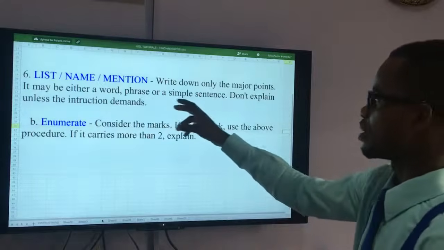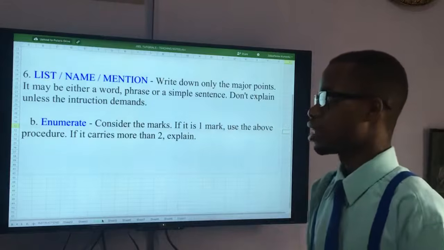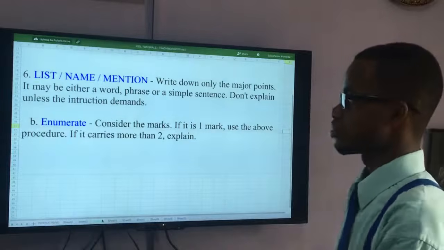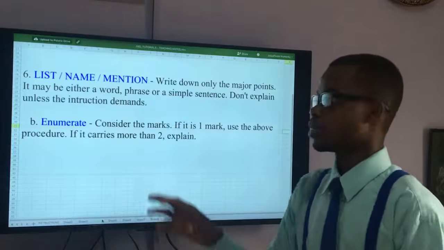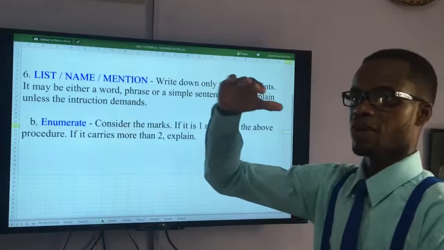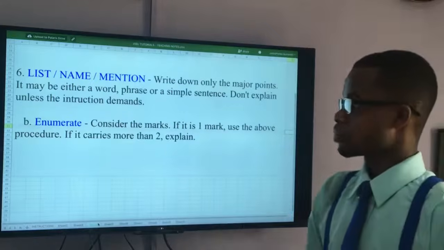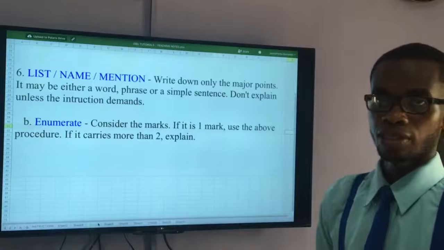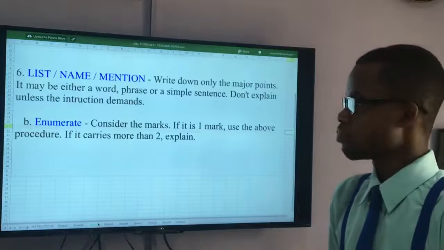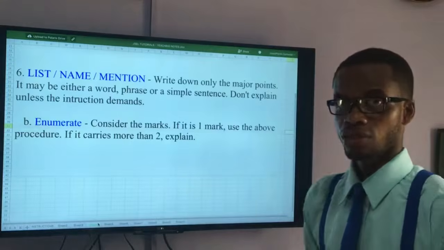But here, you need to take note that you have just to write down only the major points. It may be either a word, phrase, or a simple sentence. They are all allowed. Don't explain unless the instruction demands. Most of the questions that go with this instruction will come at the first sub question. You have an example like: list the 5 major ethnic groups in Ghana. Name 5 major ethnic groups in Ghana. Mention 5 major ethnic groups in Ghana. So you just write those names.